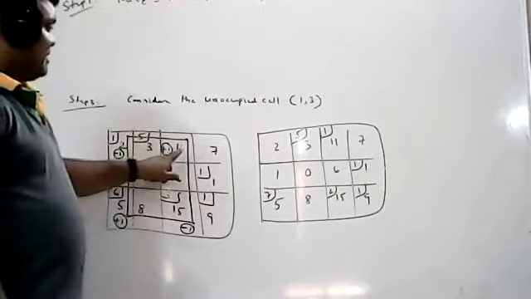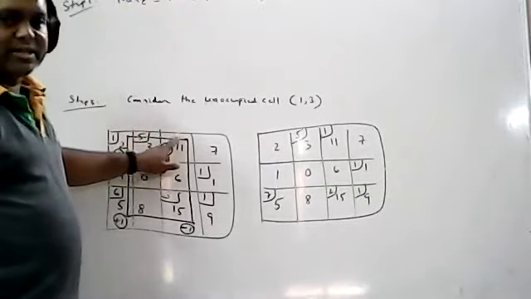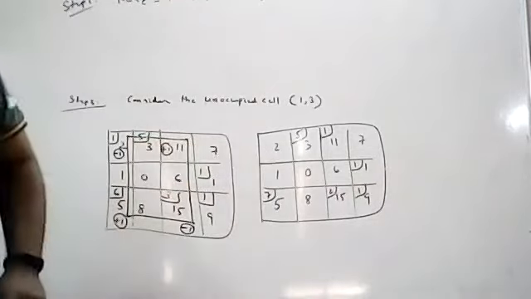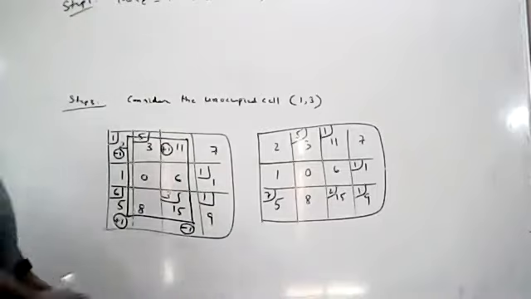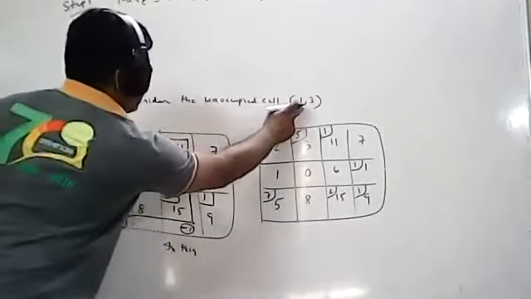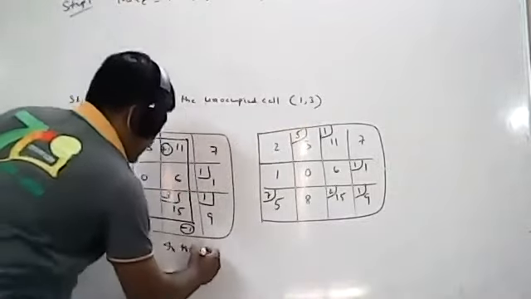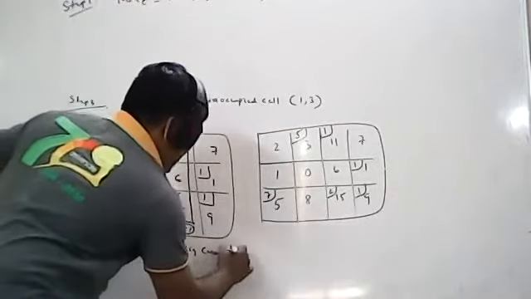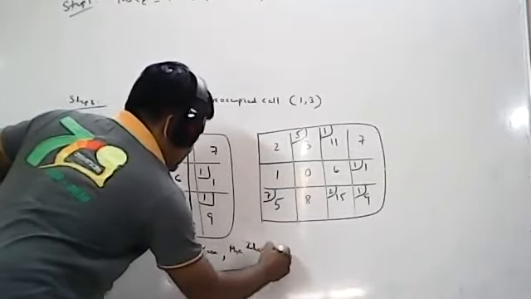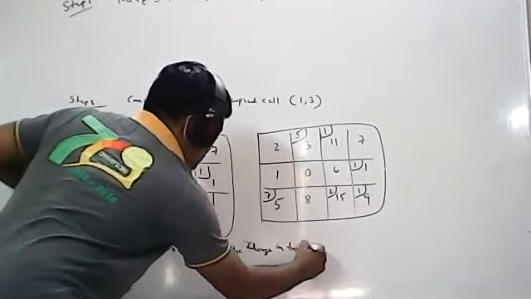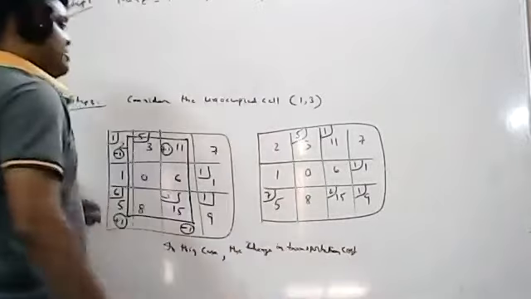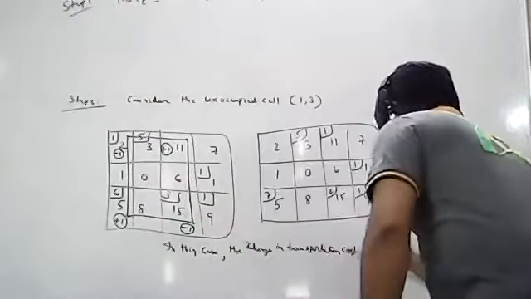Now, what is the difference? This one is an unoccupied cell, the first unoccupied cell I have taken. So how much is the cost difference? That you have to calculate. So write on the next line. In this case, if you choose unoccupied cell 1, 3, the change in transportation cost equals, just you can see this one.